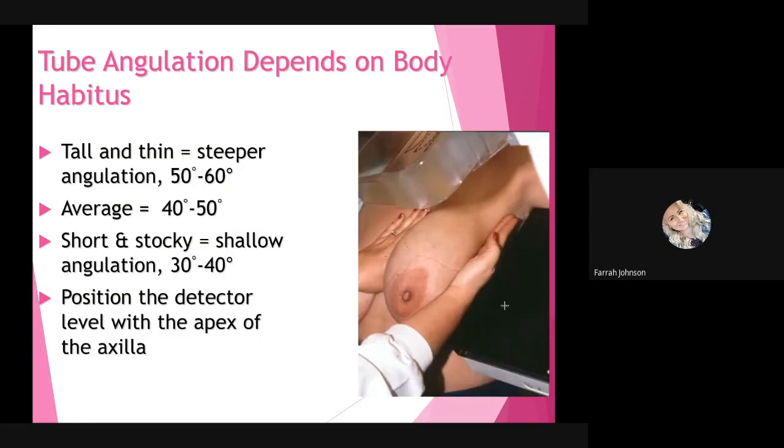Tube angulation is going to depend on body habitus. Tall and thin patients are going to require a steeper angulation, typically anywhere from 50 to 60, whereas the average patient is going to be anywhere from 40 to 50. I generally started at 45 and then would adjust accordingly. Shorter and stockier patients are going to have a shallow angulation at around 30 to 40 degrees. And you want to position the detector level with the apex of the axilla. So the very uppermost border of your image receptor is going to be at the apex of the axilla.